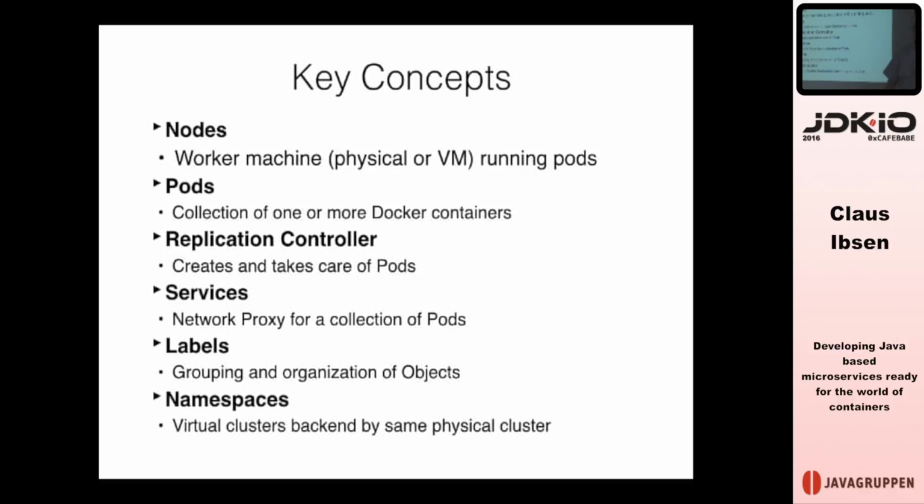And there's also something called namespaces. So in Kubernetes, you can sort of have a virtual cluster inside the physical cluster. All your pods and services and replication controllers and whatnot in the same namespace can see each other. But you can have another namespace that is totally separate.